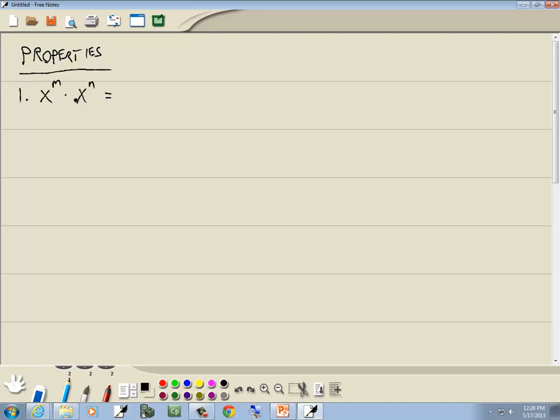Now these do not have to be x's, they can be anything, just as long as they're the same. And you multiply these together, then you can add the exponents. So this becomes m plus n.